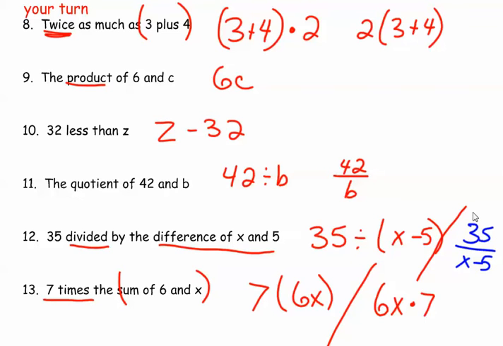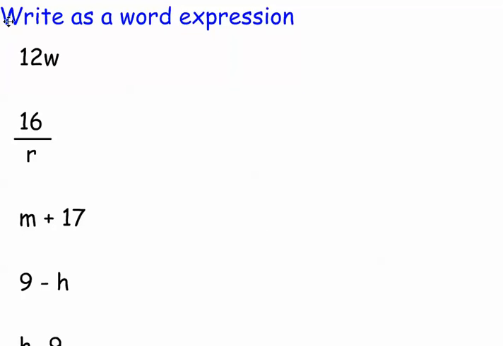All right, the other thing, I don't have these on your notes, but you should be able to write a word expression for these. So if I give them to you, you should also be able to write them. You know that means to multiply, so you could say 12 times w, the product of 12 and w. This one right here, you know that's division, so you could say 16 divided by r. Down here, you know you need to use an addition word. So you're just going to use those clue words, okay?